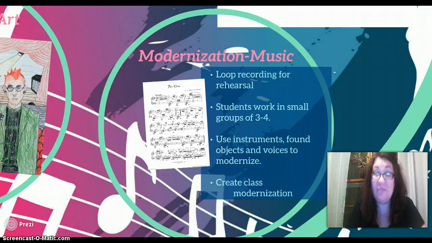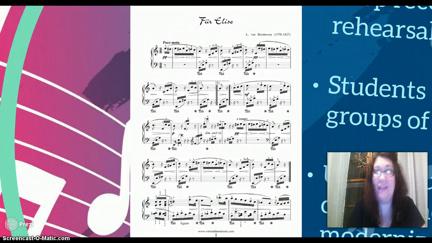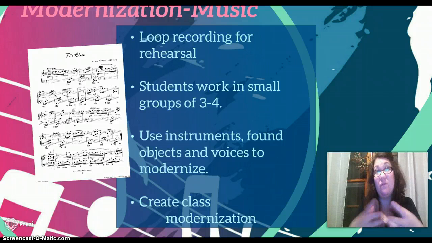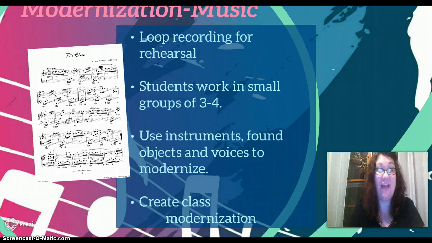So for our music modernization portion of it, we decided to use Für Elise as the piece of music here. I never expected the students to actually be able to play this. So what we did is we put it on a loop, and my colleague made a recording of it. We put it on a loop and just played it over and over during rehearsals so the students could practice with it. We broke them down into small groups of 3 to 4 students. They practiced together. They used instruments, found objects, their voices, whatever they wanted to use to modernize it. And then after each group performed theirs, we recorded it, then we also created a class modernization.